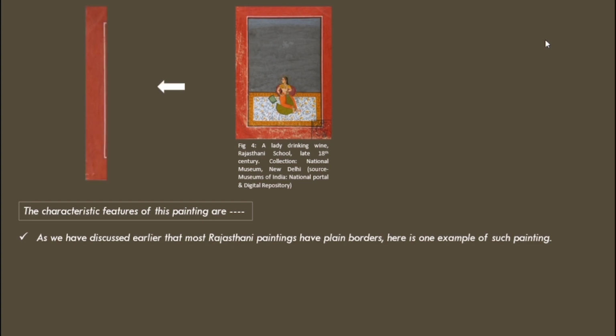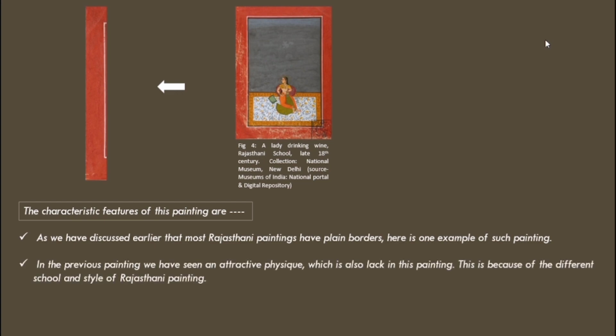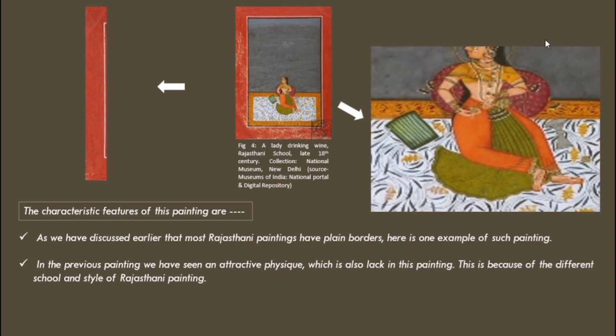You can see a plain red border is used in the border of the painting, and as you have seen in the previous painting, that it has an attractive physique, but it will differ in this painting. See that it has a more flattened 2D picture that does not have an attractive physique. You can compare it now with the first painting that we have seen under the Mughal miniature and this painting.